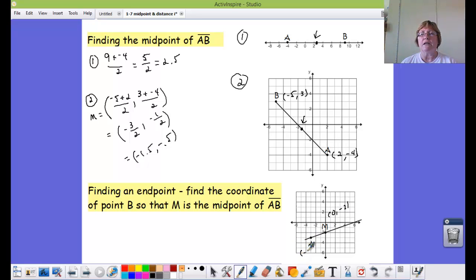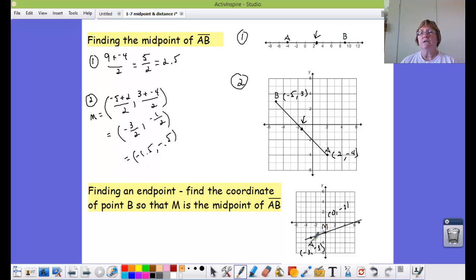And what we're supposed to do in this example is find the coordinate of point B so that it puts M right in the middle. Now, ladies and gentlemen, we could work with the formula to do this. However, that's probably not the easiest way to solve this problem. It is true that the midpoint has to be exactly in between.